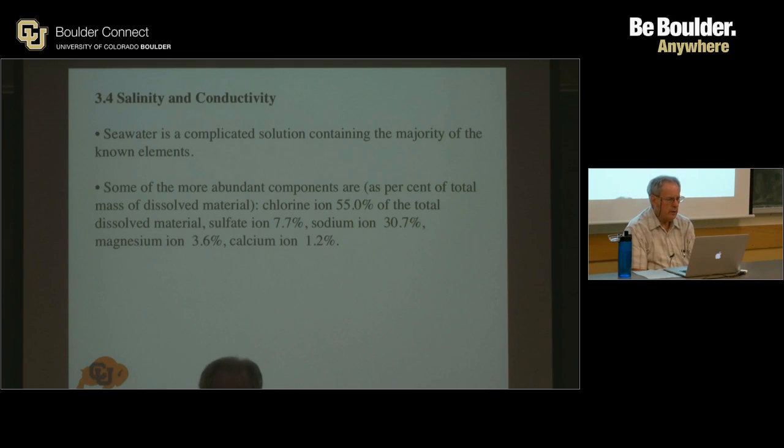Okay, seawater is a complicated solution. It's not just salt. So it's got 55% chlorine. It's got 30.7% sodium. It's got sulfate. It's got magnesium. It's got calcium. It's got a whole bunch of stuff. I mean, there's a lot more in there. In fact, there's even gold in the ocean. It's just so hard to get it out. It's not worth the effort.